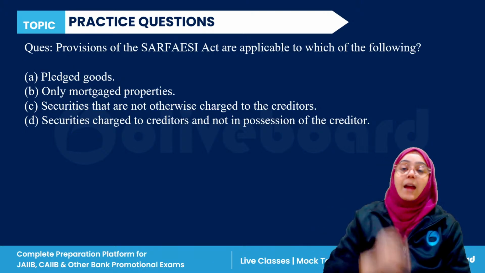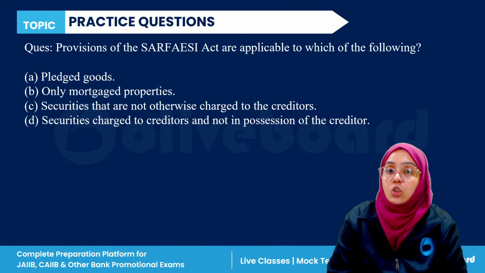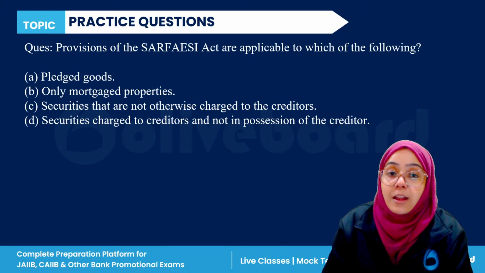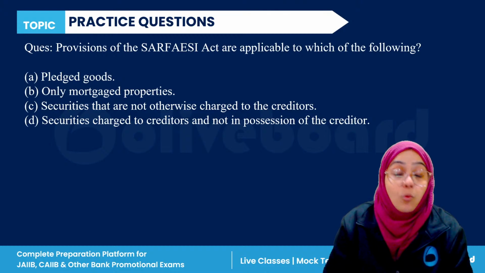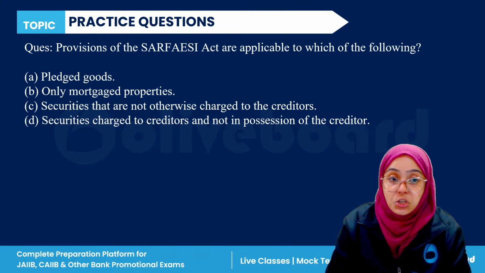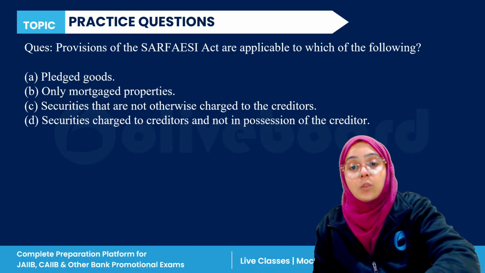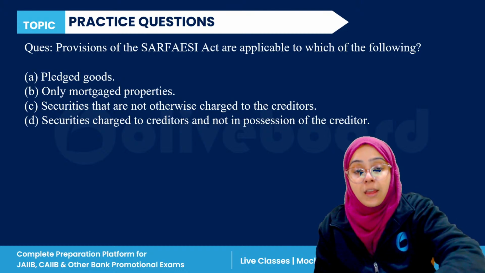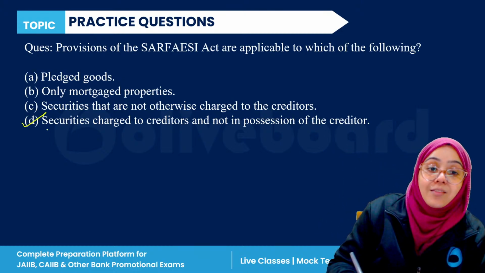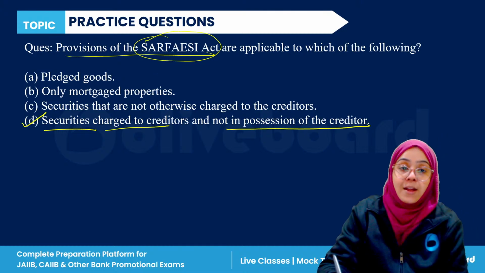Next question. Provisions of the SARFAESI Act are applicable to which of the following? Pledged goods, only mortgage properties, securities that are not otherwise charged to creditors, or securities charged to the creditor and not in the possession of the creditor. Everyone, please answer this question. Yes, D is the correct answer. For securities which are charged to the creditor but not in the possession of the creditor, there is a provision of the SARFAESI Act, right? So the correct answer is D.